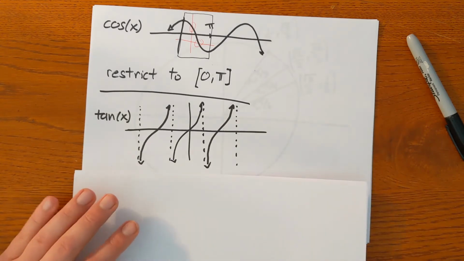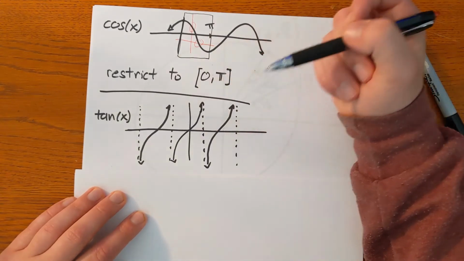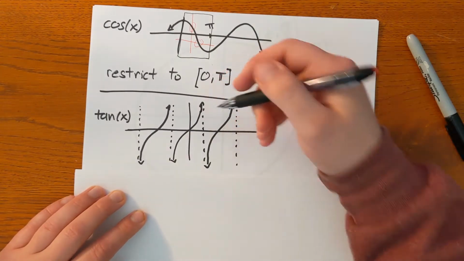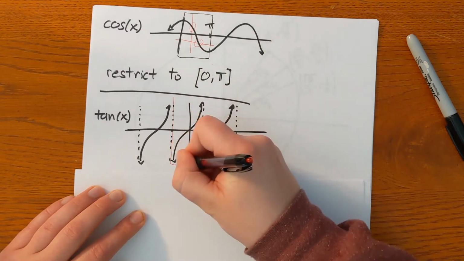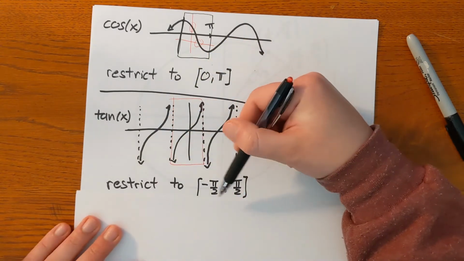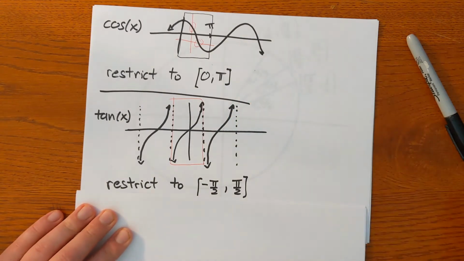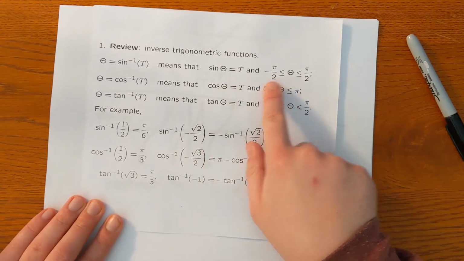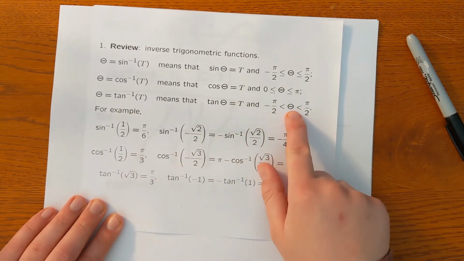And then for tangent, this is what the graph of tangent normally looks like, but now this is much easier to pick. What do we restrict this to? Well, I'm just going to pick this one. And what are the bounds on this? They are -π/2 to π/2. Okay, so that is where these restrictions are coming from.